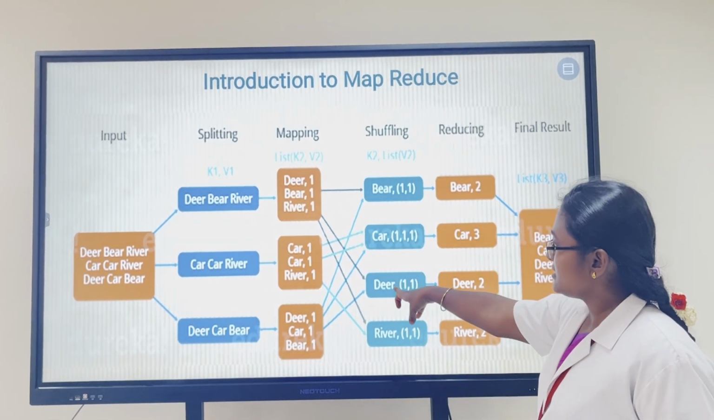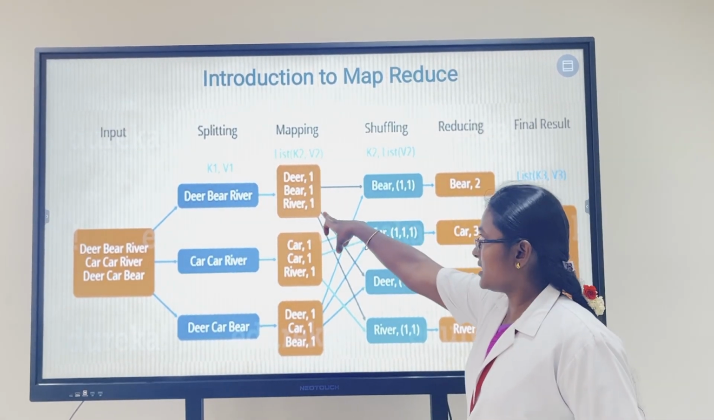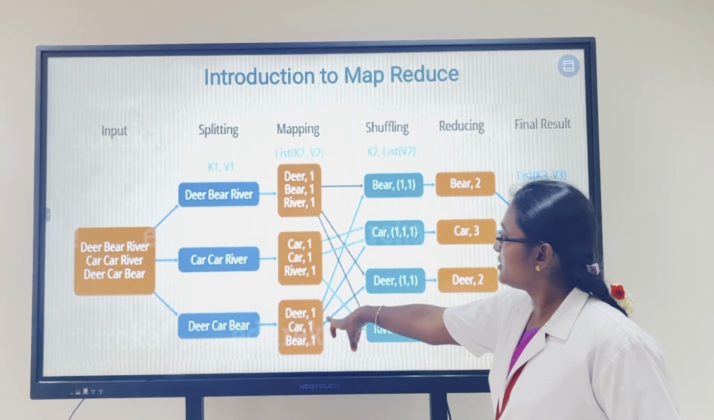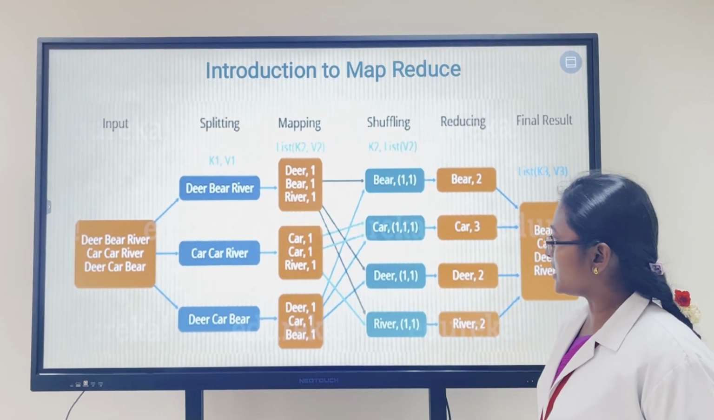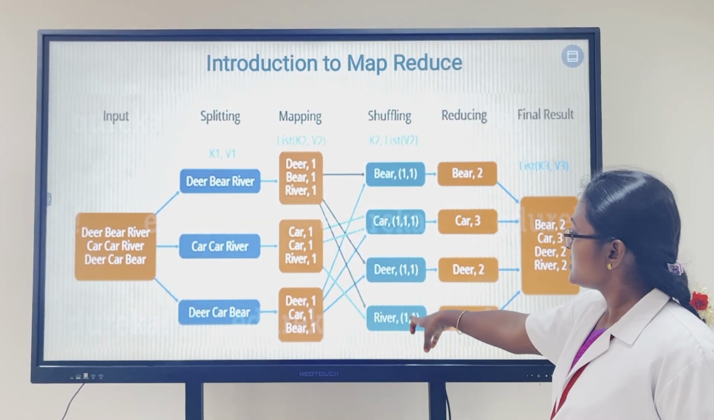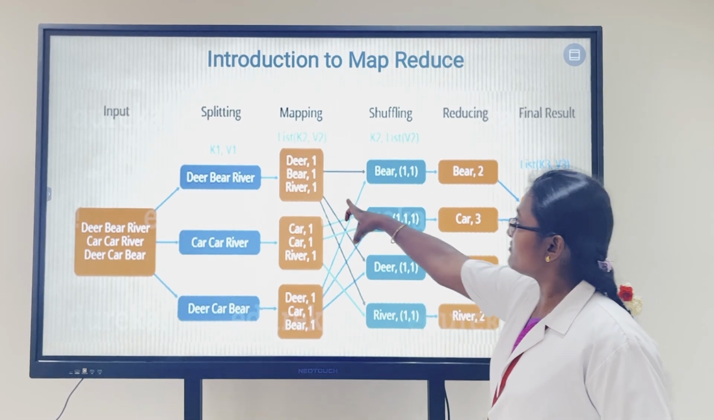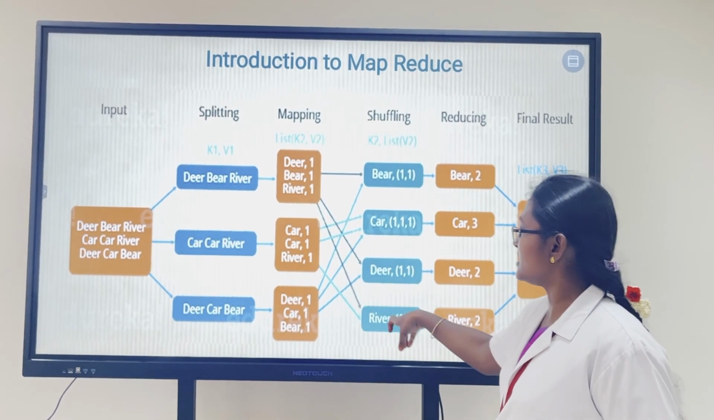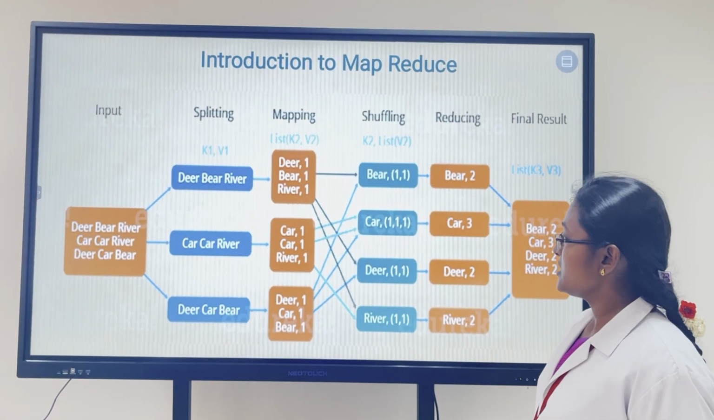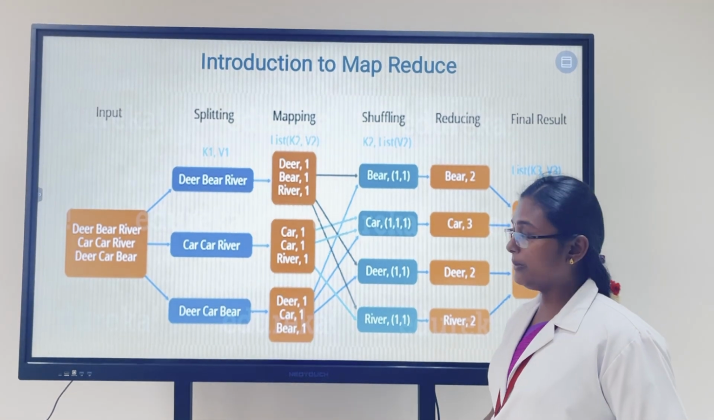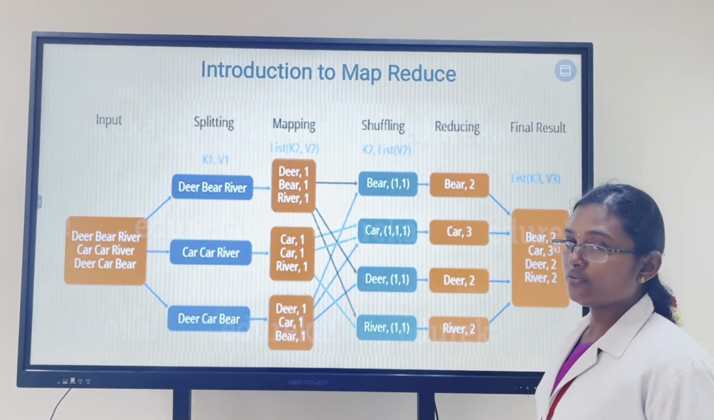So again deer. Deer is from the first sentence 1 time and then from the third sentence 1 time. So deer of 1, 1. After that river. River is from the first sentence 1 time and then in the second sentence 1 time. So river of 1, 1. So up to this, the mapping function is performed. After that we can perform the reducing process.